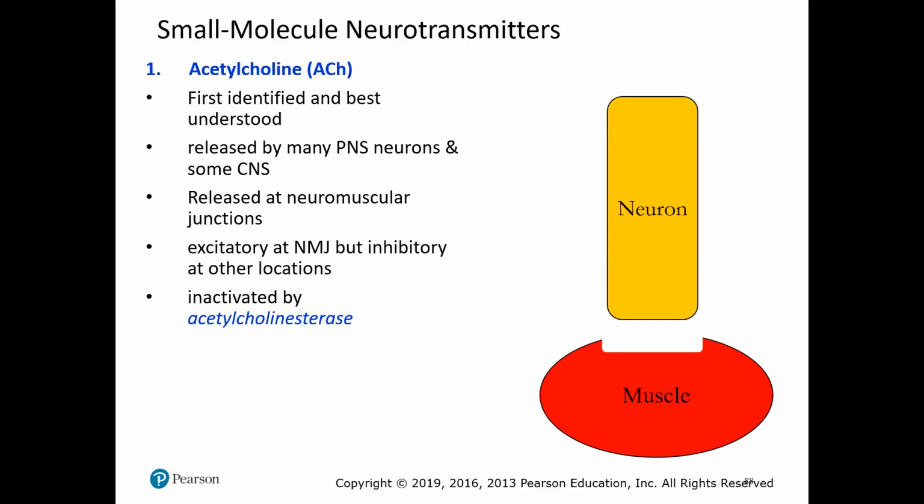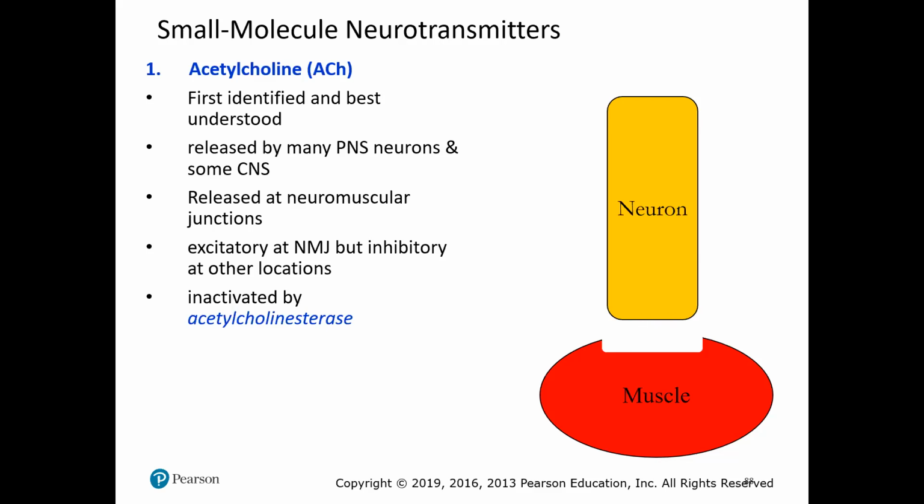So let's look at them by structure and function. Now, acetylcholine is a small molecule neurotransmitter. It is released at the neuromuscular junction. It's excitatory at the neuromuscular junction. It's inhibitory in cardiac muscle. In the peripheral nervous system, the parasympathetic side, acetylcholine is its neurotransmitter. Even on the sympathetic side, the sympathetic nervous system uses acetylcholine as one of its neurotransmitters. So we use it a lot.